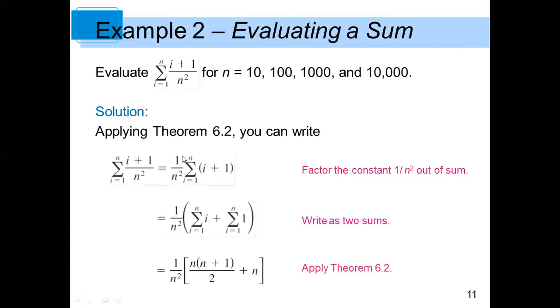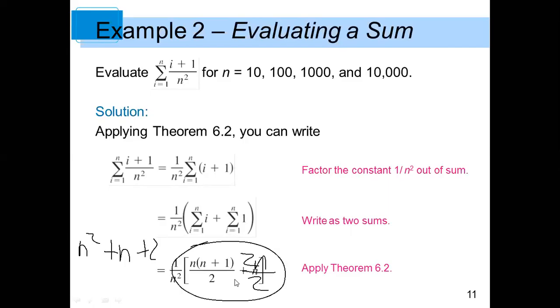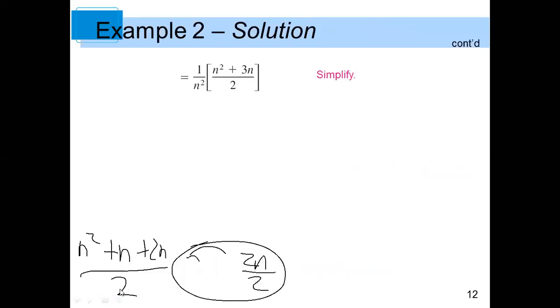Now, whoa, what happened there? Well, if you write this n as 2n over 2, now you have a common denominator, and you can add those together. So it would really be n squared plus n plus 2n over 2. I distributed the n here to get n squared plus n, and this n right here, I rewrote as an equivalent fraction of 2n over 2 to get the common denominator. Okay, remember I just did that?